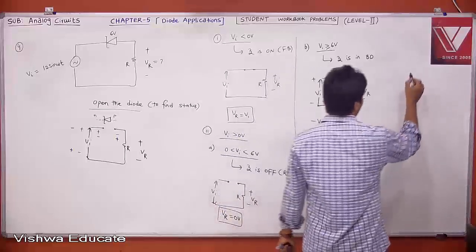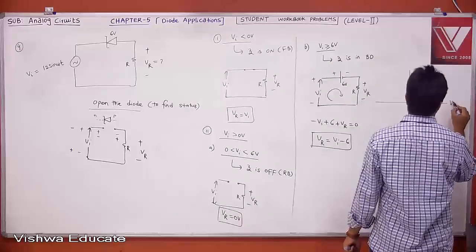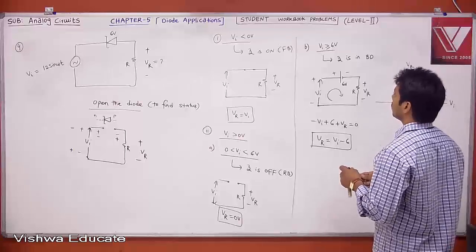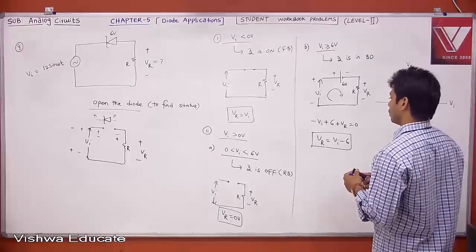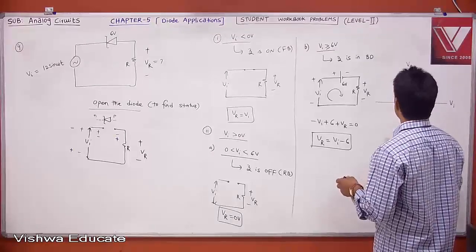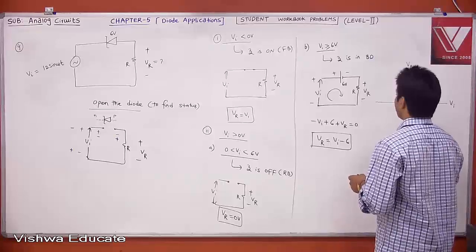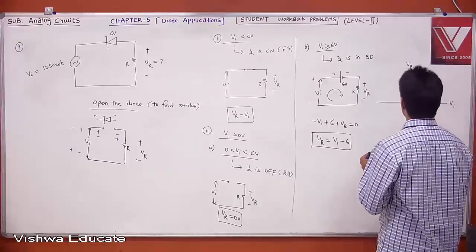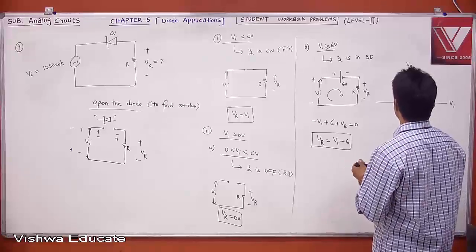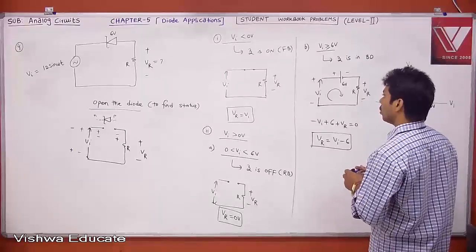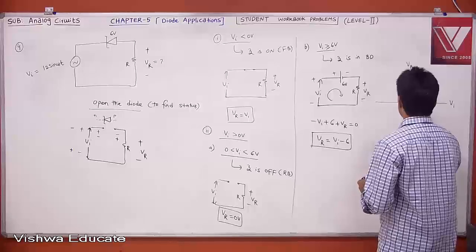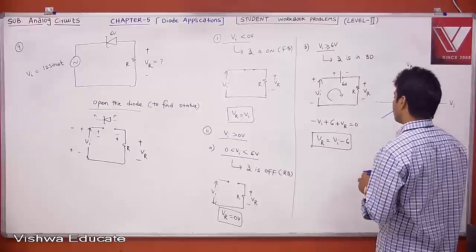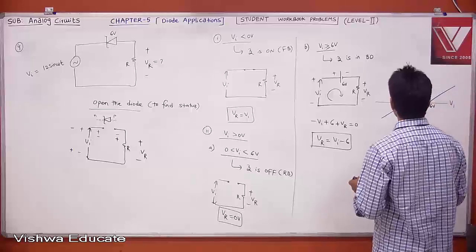Now if you write the transfer curve, this is your VI and this is your VR. The break points are 0 and another break point is 6 volt. If VI is less than 0, then the output is the same as the input. When VI is between 0 and 6, that is off. More than this, it follows VI minus 6.